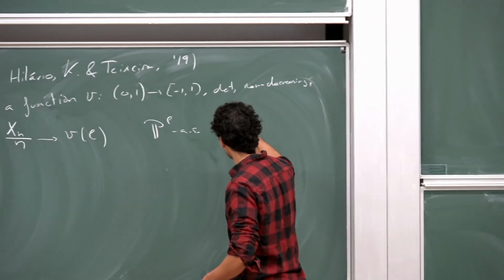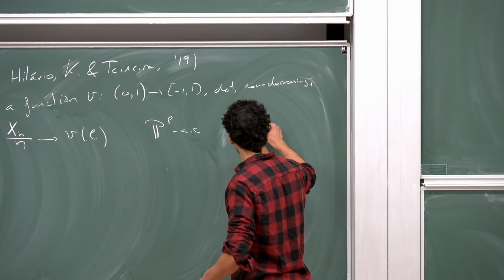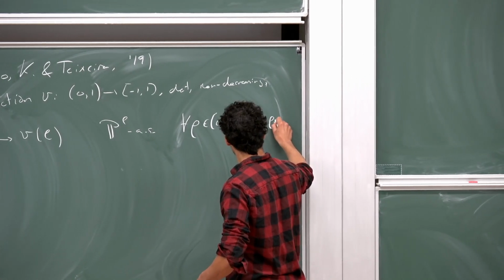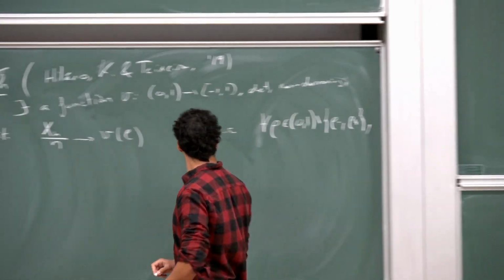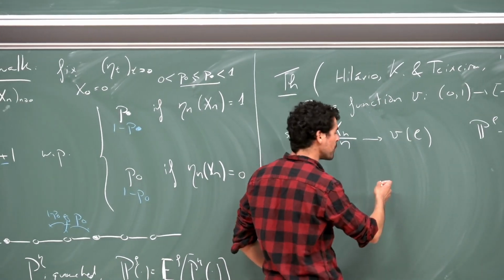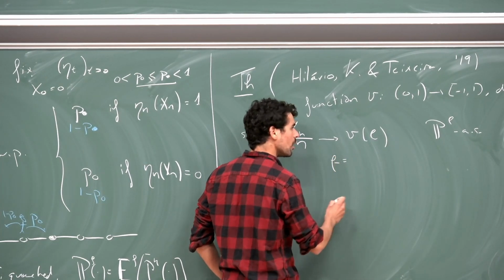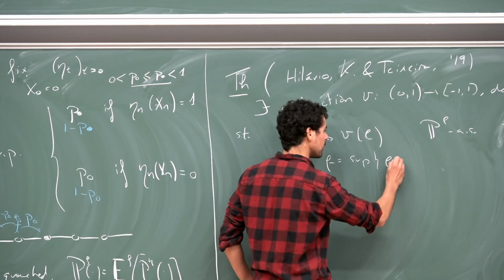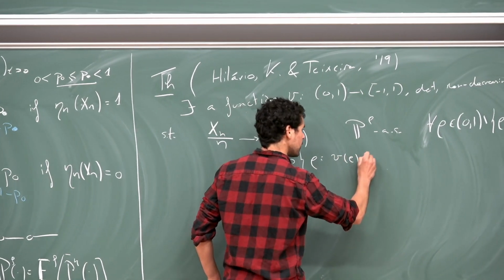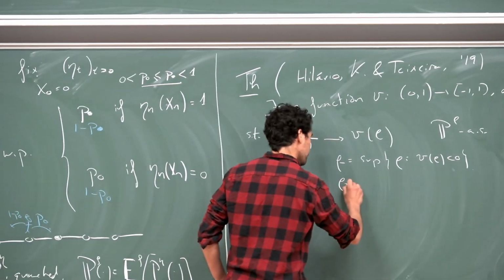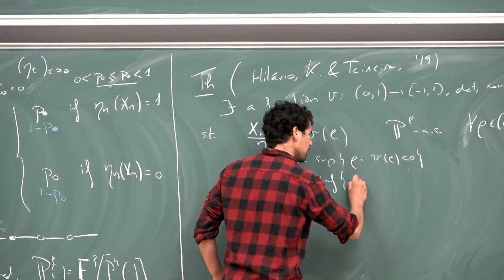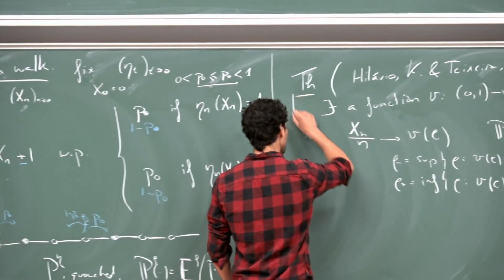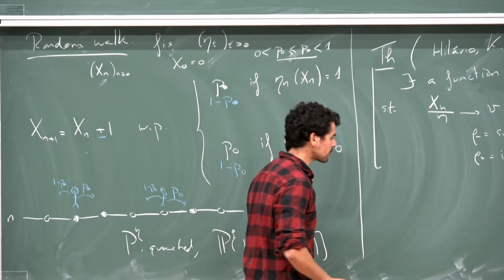So we prove that for all rho in (0,1), except at most two values, rho minus and rho plus. I'm going to write the definition for rho minus and rho plus, but I will draw a picture which will be more informative. So rho minus is the supremum of the densities such that V of rho is negative, and rho plus is the infimum of densities such that V of rho is positive.